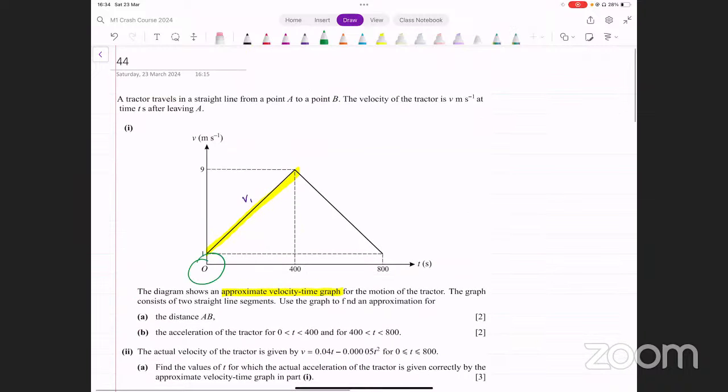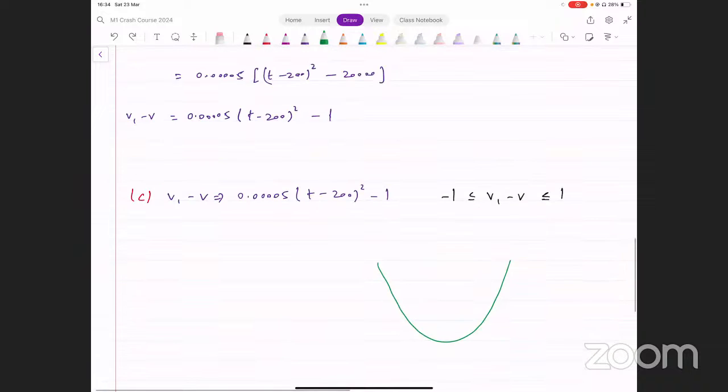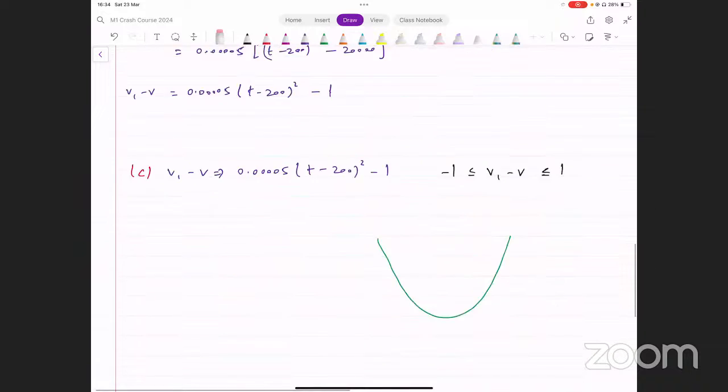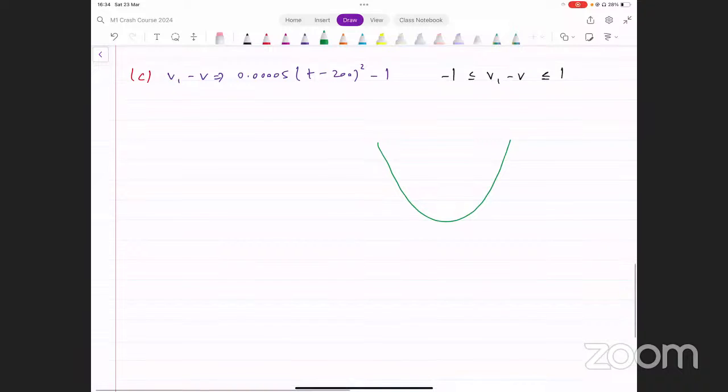Time is between 0 and 800. Now for time between 0 and 800, let's see how this graph looks like. What's the turning point of this graph? This is the turning point of the graph.